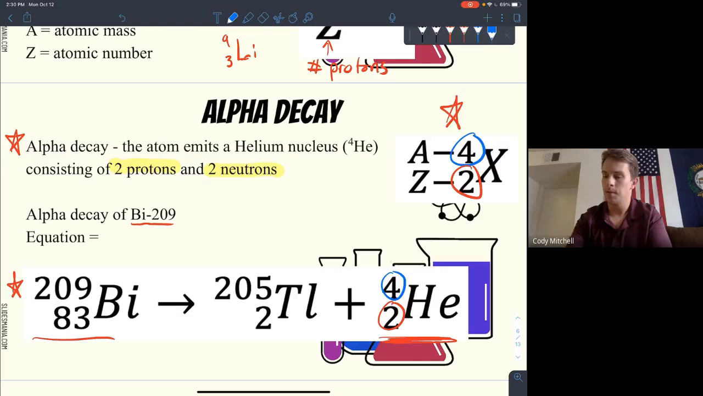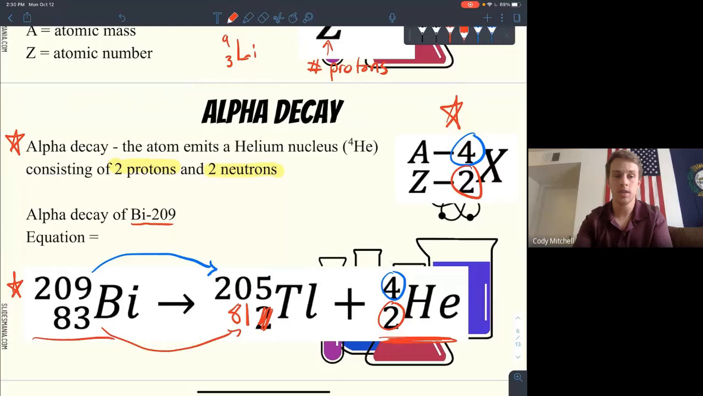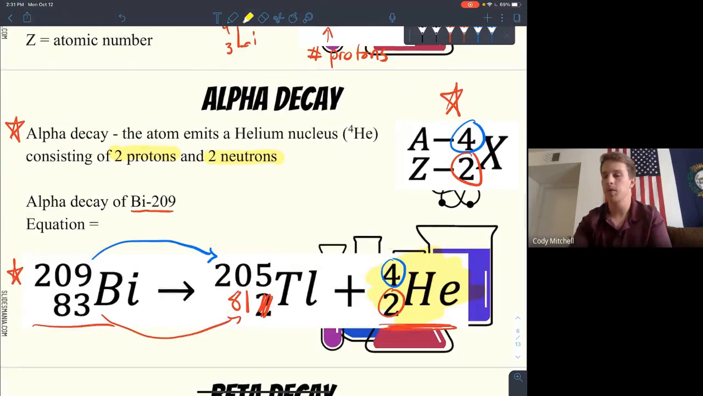So notice, I started at bismuth-209 with 83 protons. After the decay, I go from 209 to 205 as my atomic mass. And then 83 should go to 81. So 209 minus 4 gives us 205. That's where that number comes from. And then 83 minus 2 gives us 81. So this is your alpha decay. I know something is an alpha decay when my products are a helium nucleus with an atomic mass of 4 and atomic number of 2, and then another new atom that matches up with whatever I've lost from the previous atom.